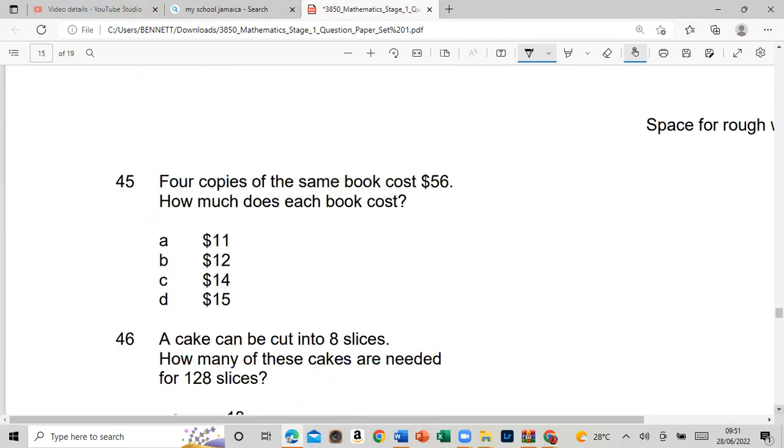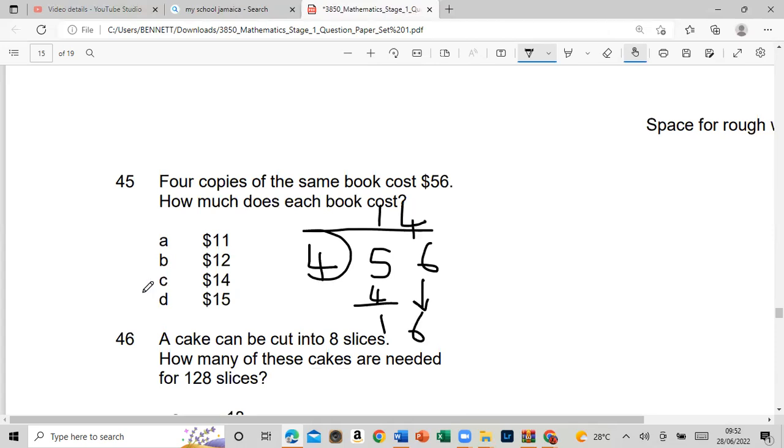4 copies of the same book cost 56. How much does each book cost? So to find out each, you divide by 4. 4 into 5 leaves 1. Carry down the 6. You get 16. 4 into that is 4. So that's $14 per book.